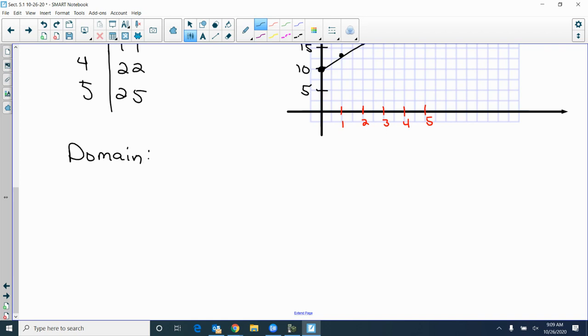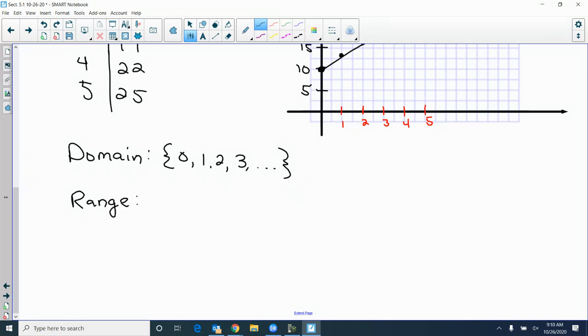So for the domain, we cannot give a negative number of manicures. So we want to start at 0. You cannot give 1 point. You're not going to do just one finger of somebody's hand. They're all whole numbers. So 0, 1, 2, 3, comma, dot, dot, dot. The dot, dot, dot means it continues in that same pattern.